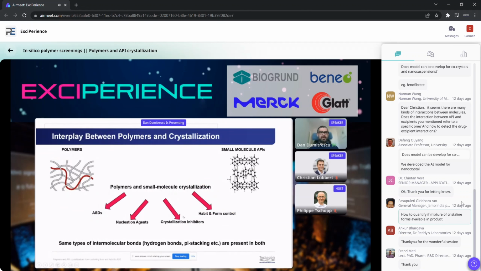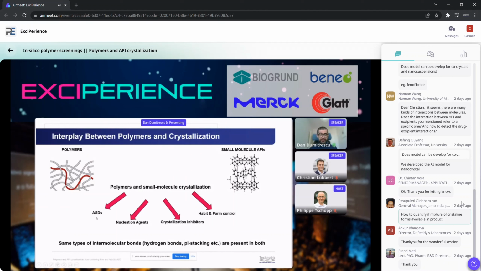Now, polymers and small molecules are generally not discussed in the same sentence, unfortunately. People doing small molecule API research generally are not the same people doing polymer research. Perhaps this conference is one of the few places where both sides talk at the same table. But once you understand the interplay between the polymers and small molecules, you can do all sorts of things.